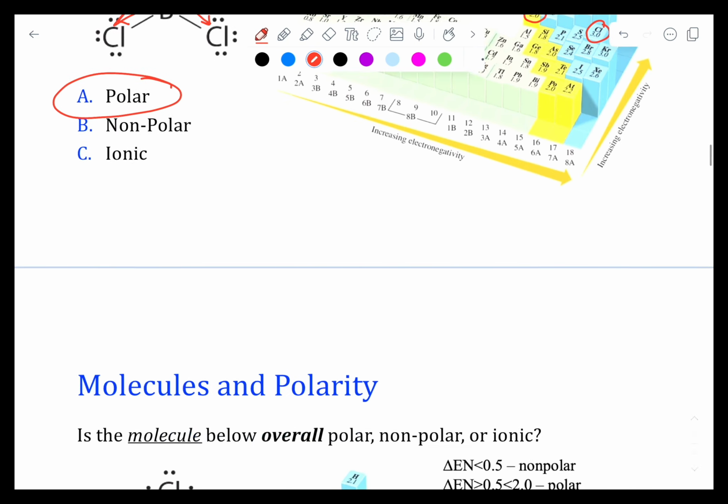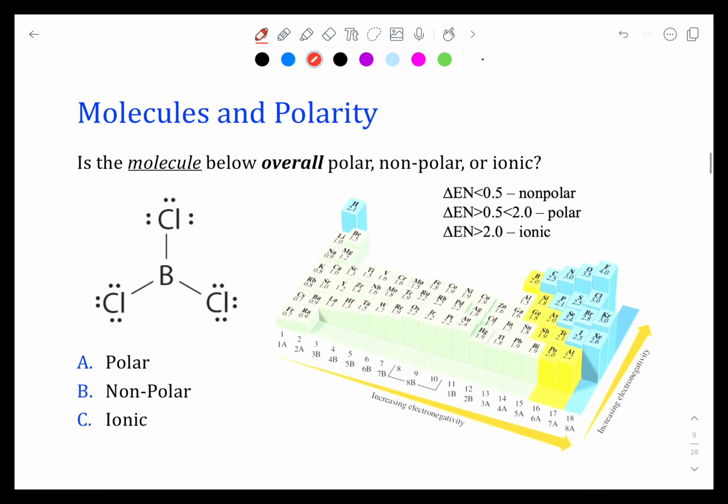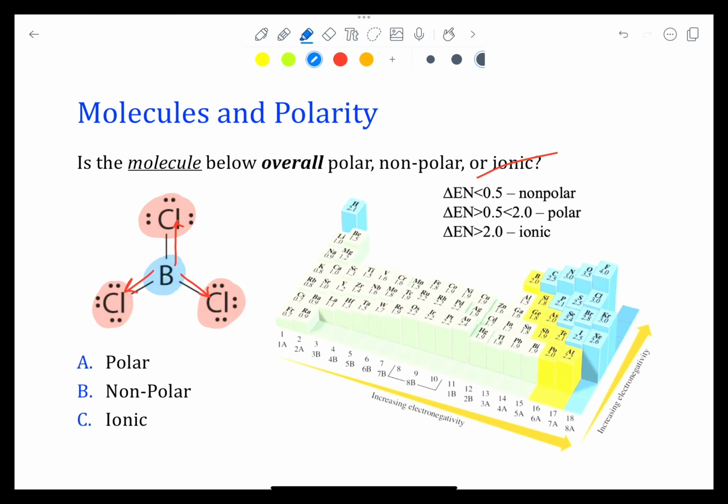Okay, so now let's determine if the molecule is polar or nonpolar. So we said that the electrons are being pulled towards the chlorines. Okay. So if we again go with our highlighting, we have areas of more negative spots here and here. And we have an area of more positive there.